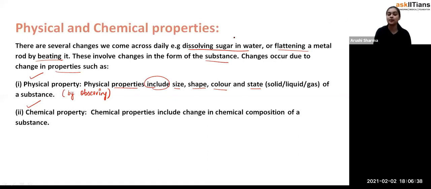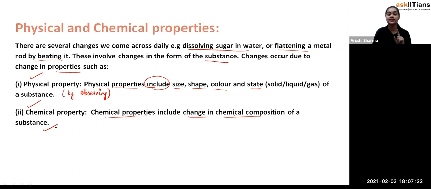Now coming to the chemical properties. What are the chemical properties, students? Chemical properties include change in the chemical composition of a substance. Whenever there is a physical property, we are just observing it. But in the chemical property, we talk about the chemical composition. There you will say that something chemically is going to be changed, and that's how we say it is a chemical property. How the chemical composition is changing and how it results in another substance, we'll see that part.